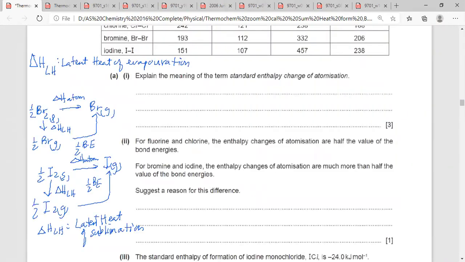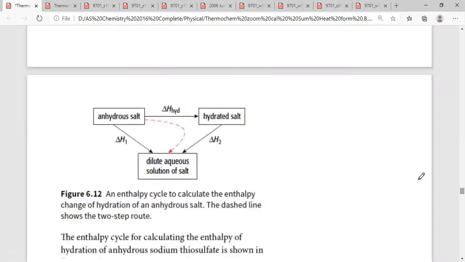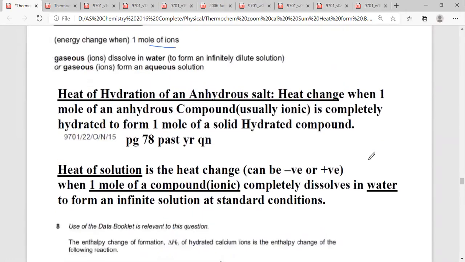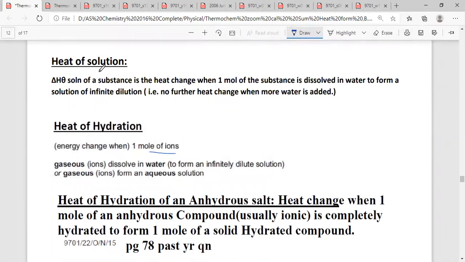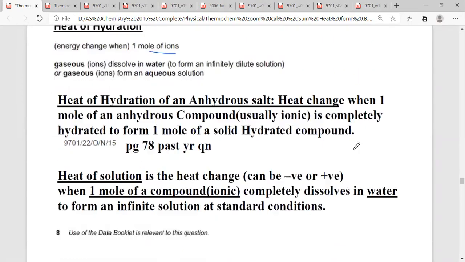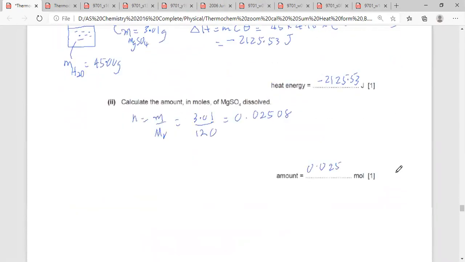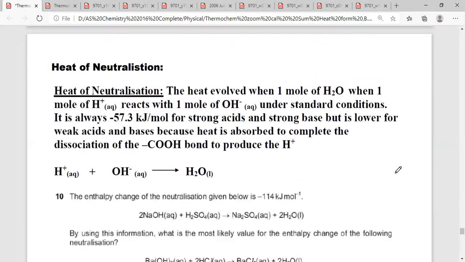The third one we're going to talk about is heat of hydration. I'll give you the definition for all of this: heat of hydration and heat of solution. This is more specific for your AS, because for A2, there's another heat of hydration. Last one, of course, is heat of neutralization. So when we're done, you will finish off all the calculations to do with thermochemistry. Now let's get started.